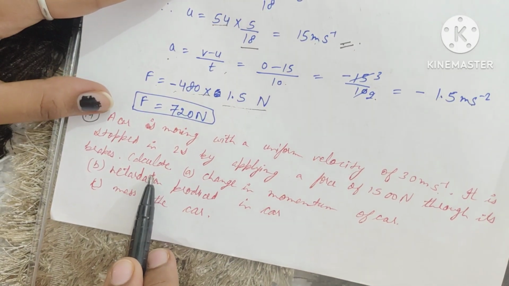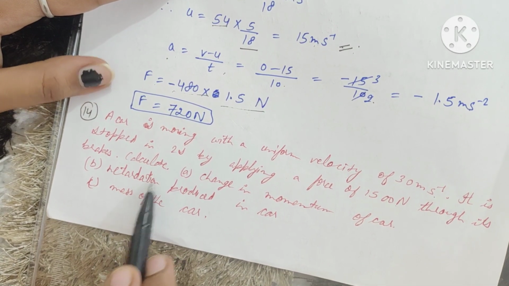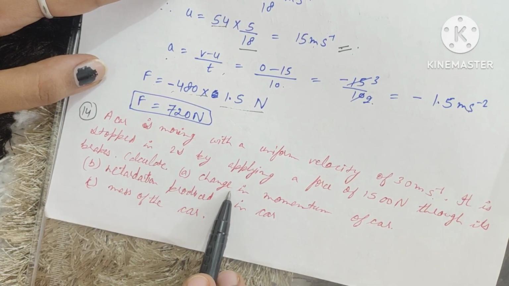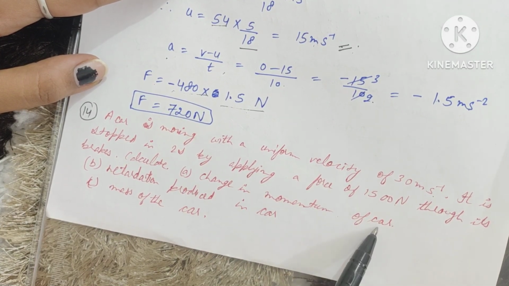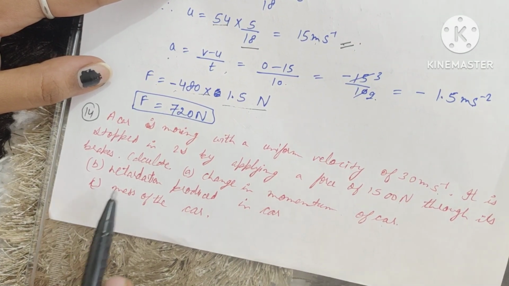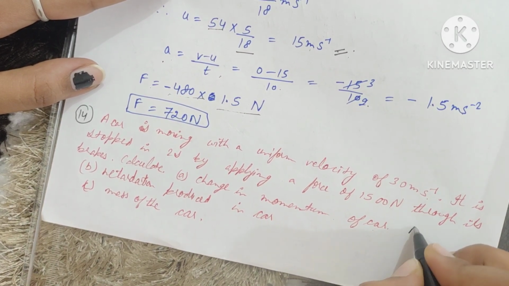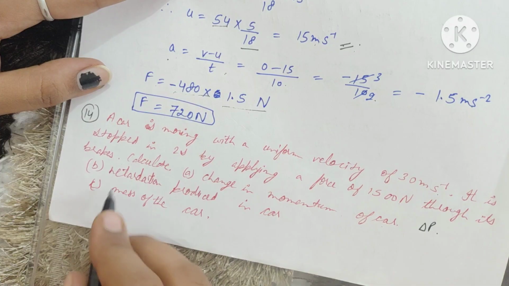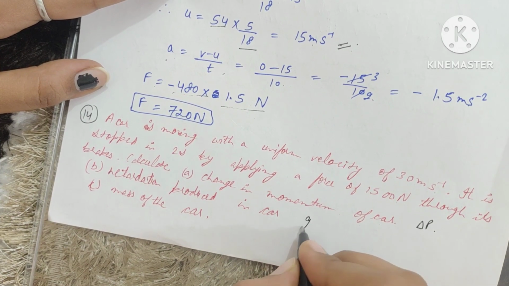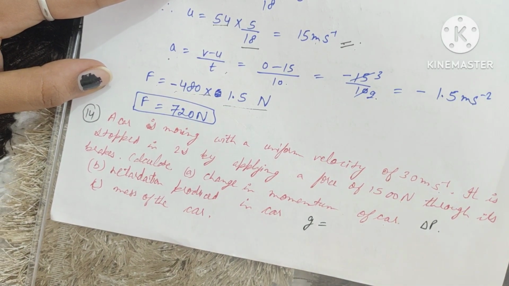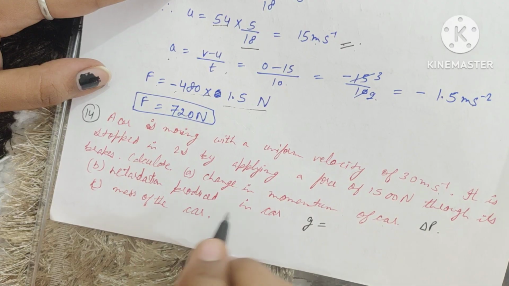So what do we have to calculate? 3 different things we have to calculate in this question. First is the change in the momentum of the car. Then the retardation produced in the car. Change in momentum means delta P. Retardation produced in the car means the value of acceleration. And the mass of the car.